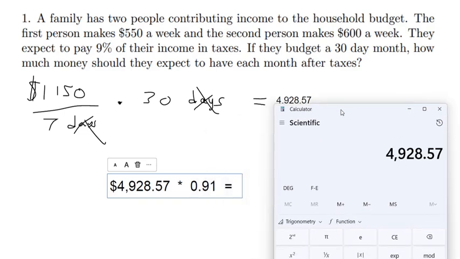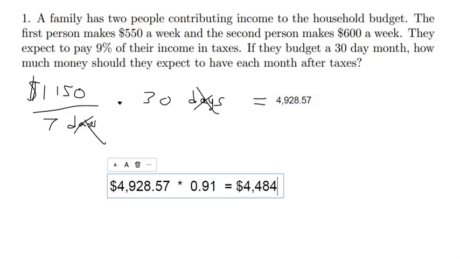Okay, so we got that gross amount times the 0.91. So this rounds up to $4,485. $4,485 is how much this family should expect to have after taxes.